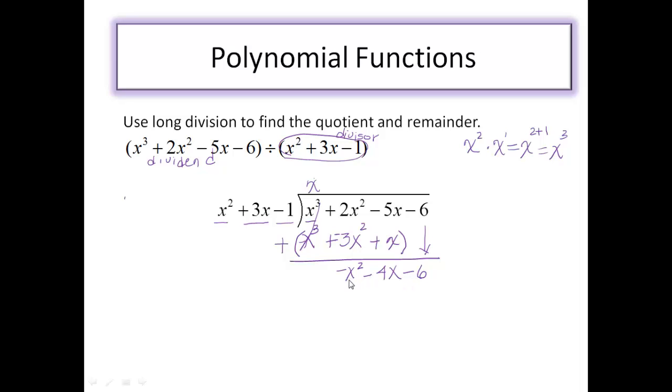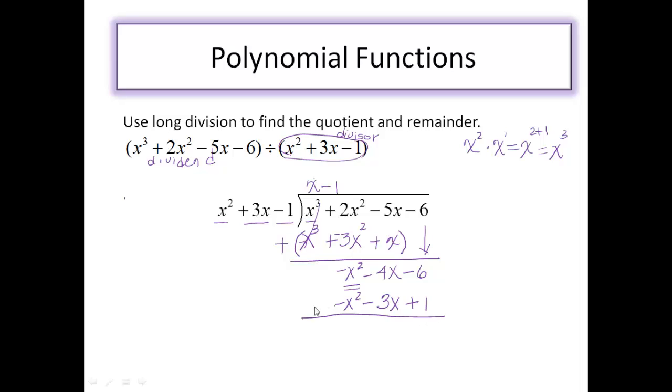And you start all over again. You're always going to try to match this term. You have x squared, and now you ask yourself, what do I multiply x squared by to get -x squared? That would be by -1. And then you take -1 and you multiply by each one of these terms, just like we did before. So -1 times x squared is -x squared. See, we've matched. -1 times 3x would be minus 3x. And -1 times -1, that gives you +1.